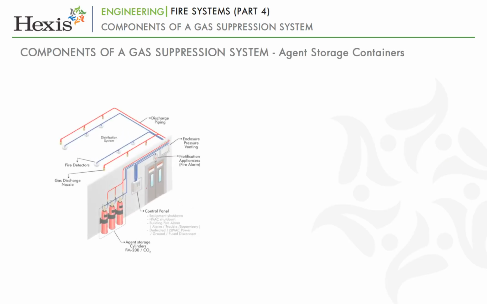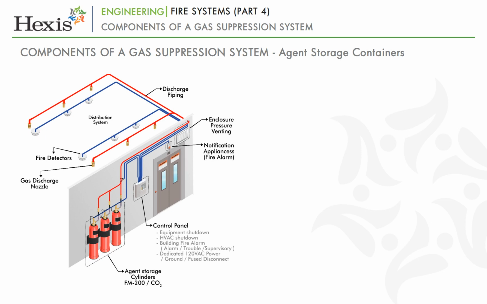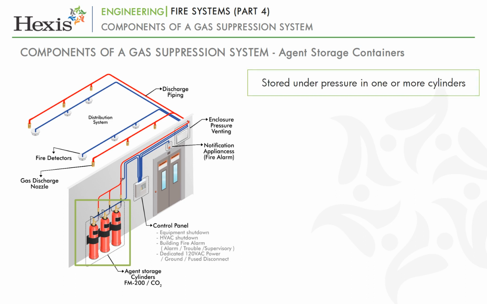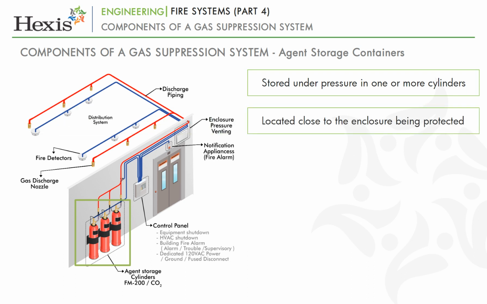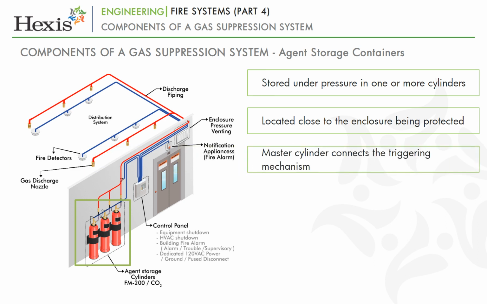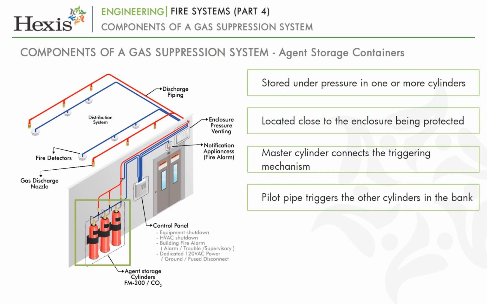Now let's look at the various components of a gas suppression system. Let's begin with agent storage cylinders. Agent storage containers are stored under pressure in one or more cylinders, depending on the volume of the protected space, located as close as possible to the enclosure being protected. There is a master cylinder which is connected to the triggering mechanism and a pilot pipe which will trigger the other cylinders in the bank.